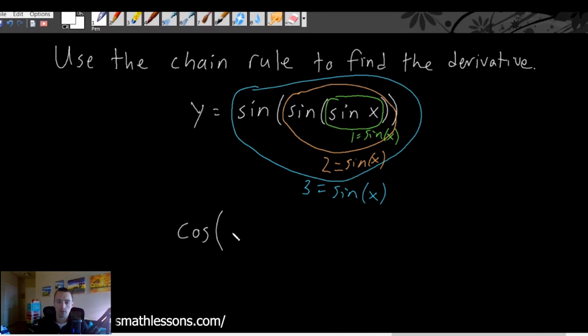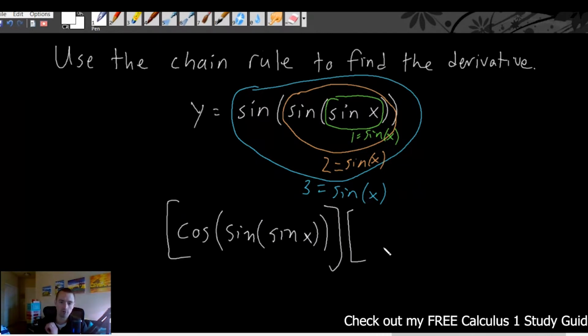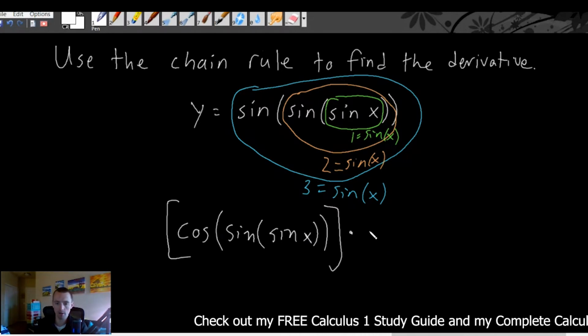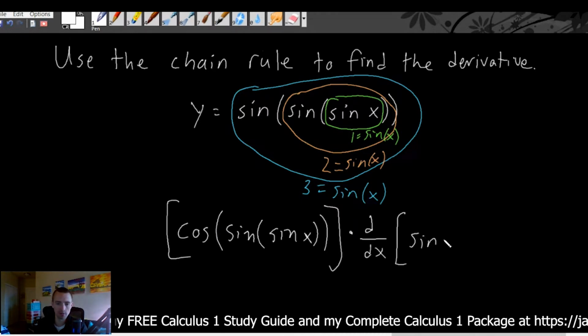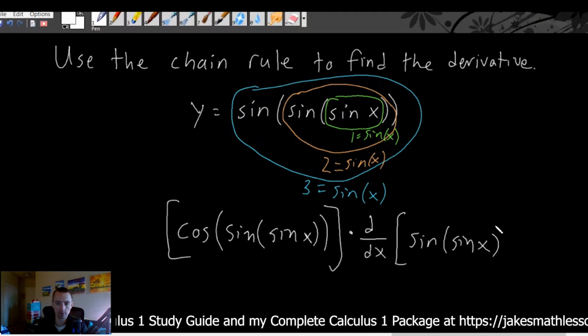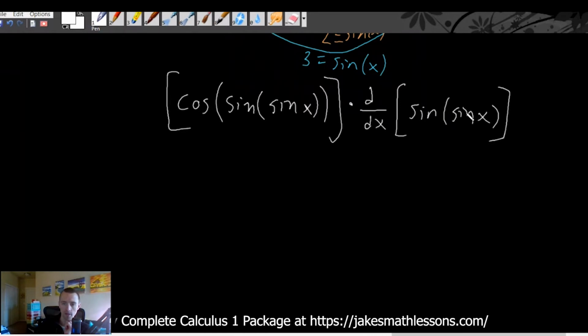So we're going to leave our inside function alone. Well, our inside function in this case is sine of x. So we're going to leave this inner function sine of x alone, okay? Then we multiply that by the derivative of sine of x. But now look at what we have here: the derivative of sine of x.